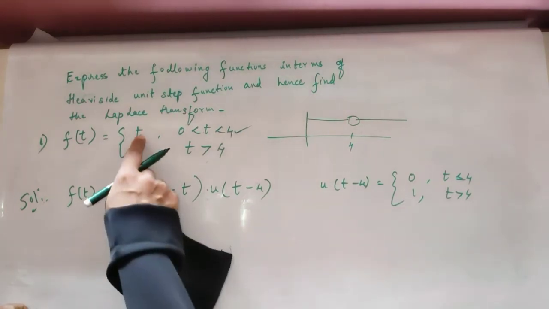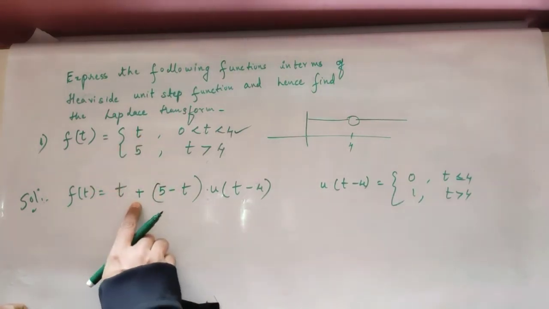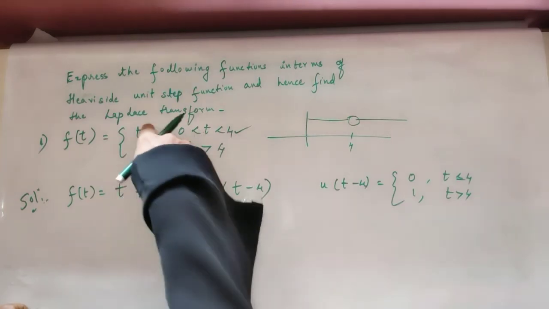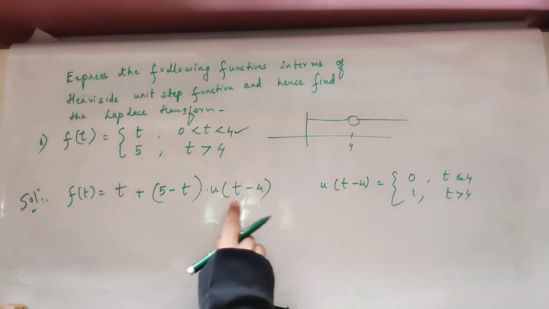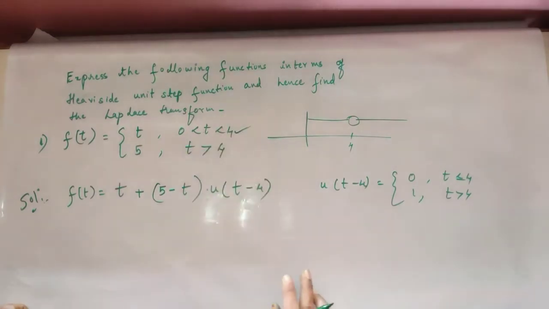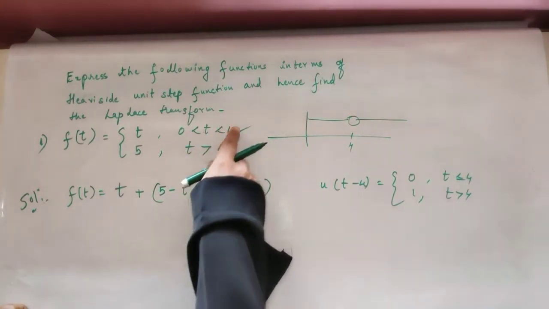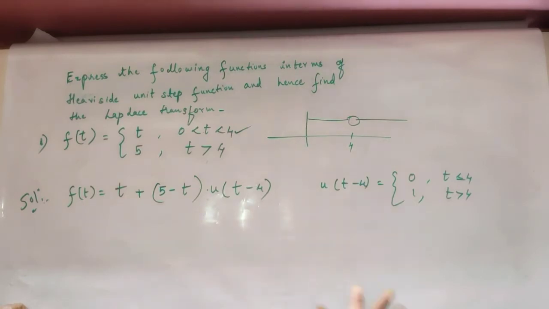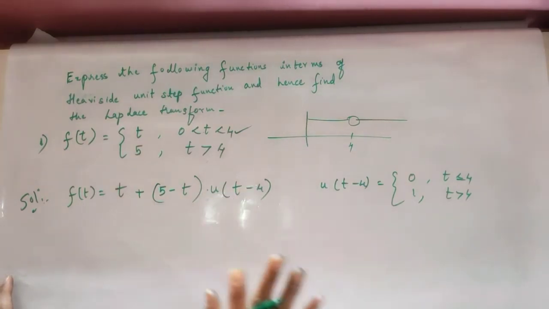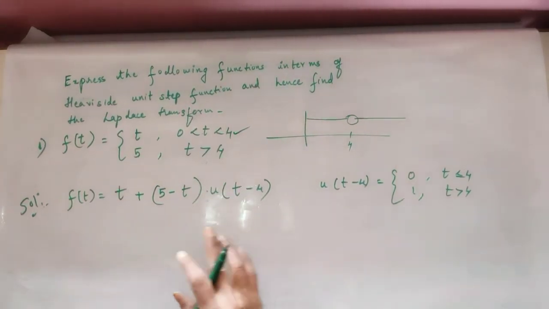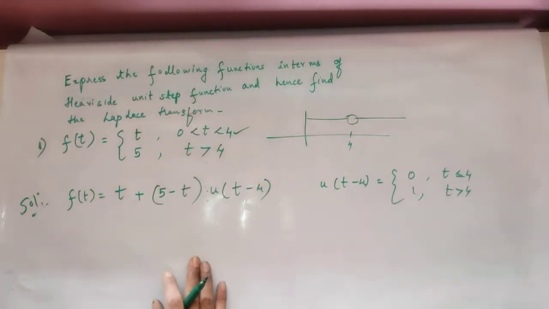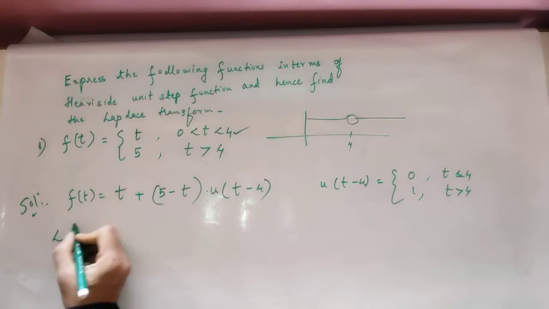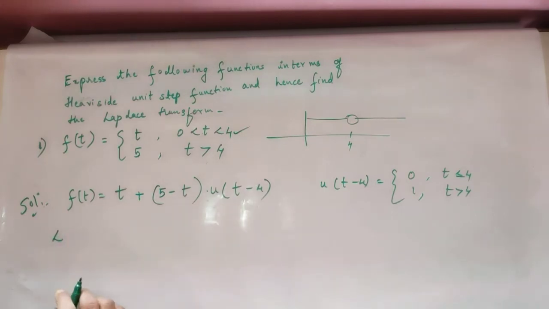The simple way is what? Write f of t as the first term as it is, plus the next value of the function minus the previous, and u of t minus the common term between that interval. In that interval, what is the common term? It is 4, no? So write 4. That's it. It's very simple, very easy. This is how you take f of t in terms of u of t minus any term, the unit step function. So now we have defined our f of t in terms of the unit step function.